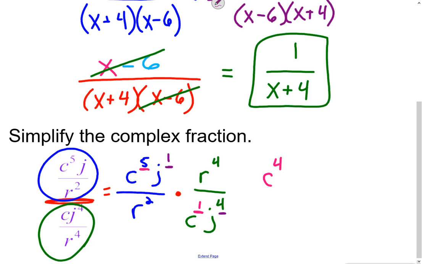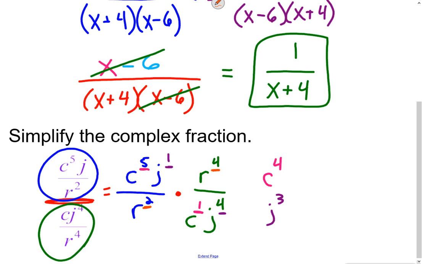Since the 4 is bigger, I'm going to take the 4 minus 1, which is going to put me at 3. So I'm going to have j to the 3rd, but that j to the 3rd is going to be in the denominator because there's more j's in the denominator. And then last but not least, we have the r's. So I have r to the 4th and r to the 2nd.